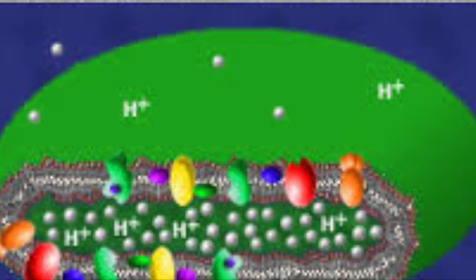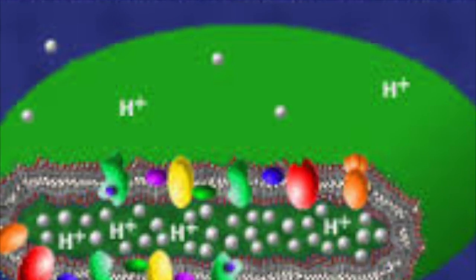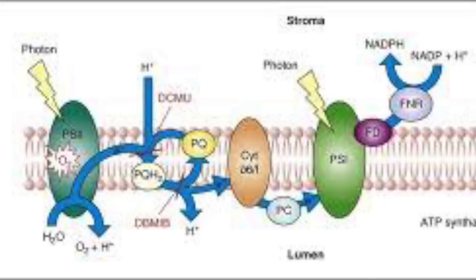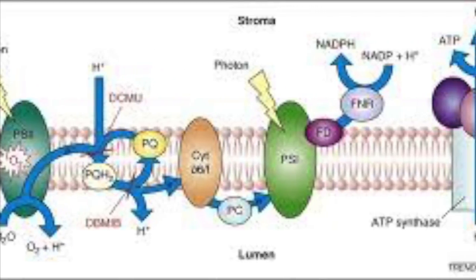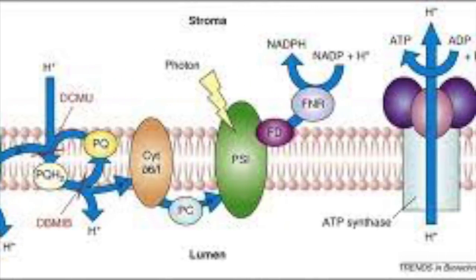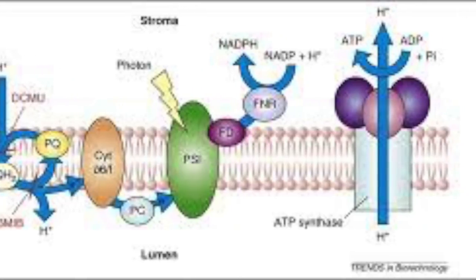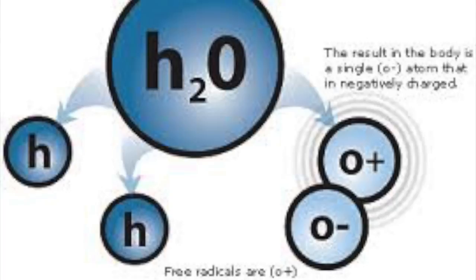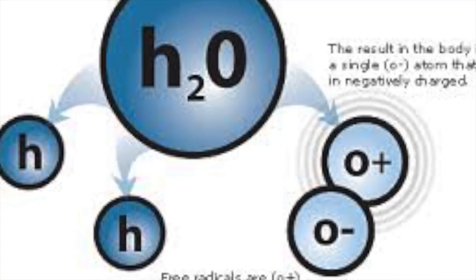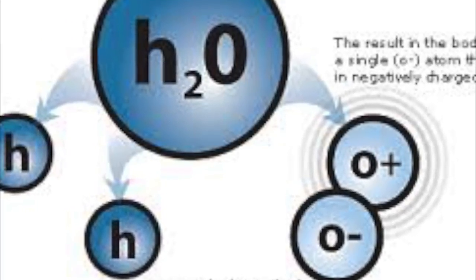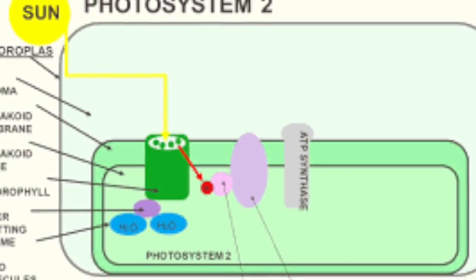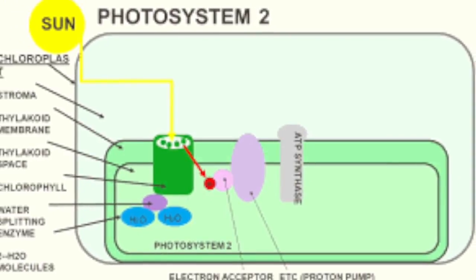The electron will move between the lumen and the thylakoid membrane. This chain consists of PS2, PQ, a cytochrome complex, PC, PS1, FD, an NADP plus reductase, and an ATP synthase. It begins by the breaking apart of the molecule H2O into an O2 molecule and a proton. Once the electrons are released, they can start at PS2.